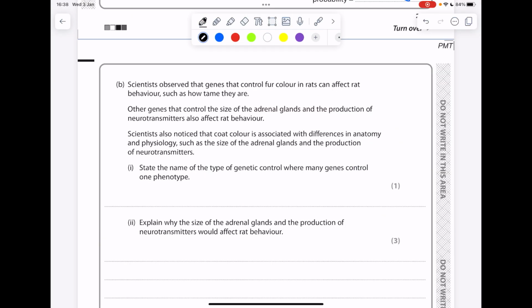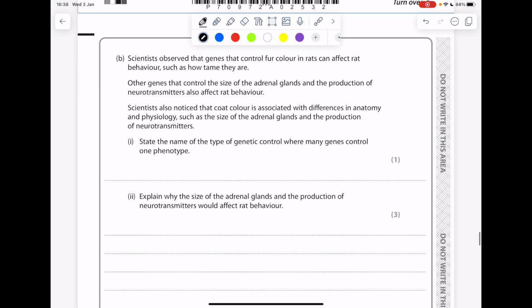Scientists observed that genes that control fur colour in rats can affect rat behaviour, such as how tame they are. Other genes that control the size of the adrenal glands and the production of neurotransmitters also affect rat behaviour. Scientists also noticed that coat colour is associated with differences in anatomy and physiology, such as the size of the adrenal glands and the production of neurotransmitters. State the name of the type of genetic control where many genes control one phenotype.